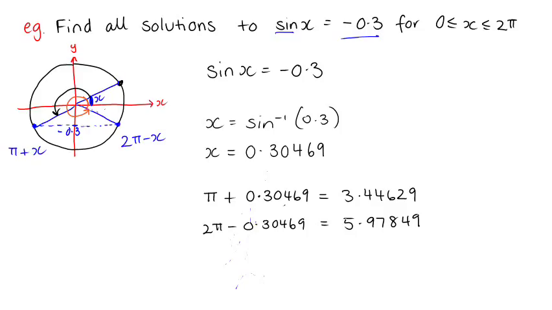Right, so for sine x equals negative 0.3, with x being between 0 and 2 pi, so just one full revolution of the circle, we have these two solutions.